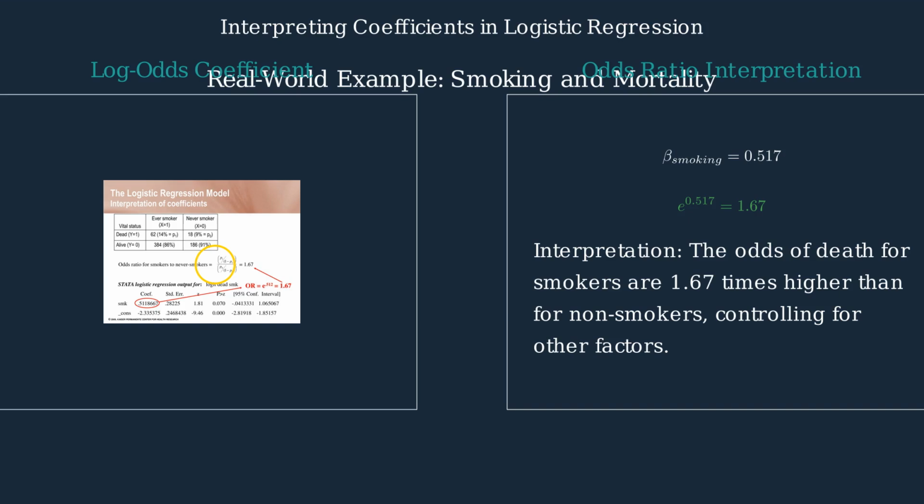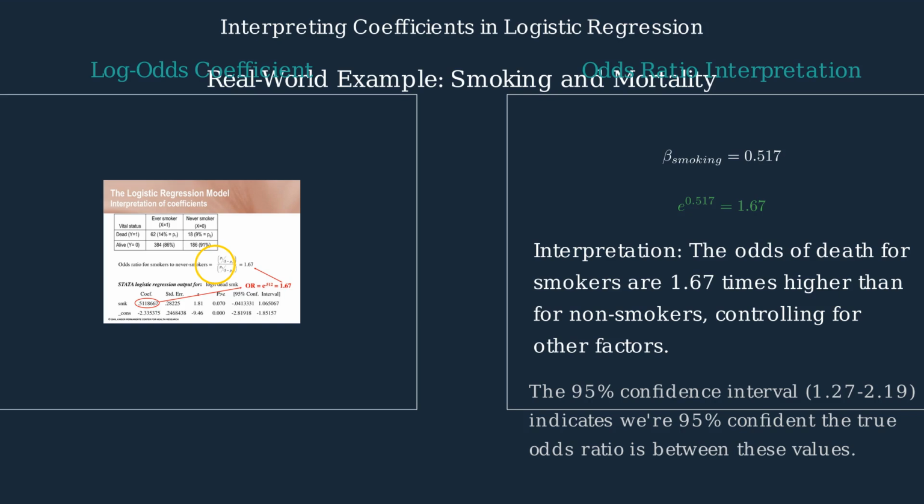This means that the odds of death for smokers are 1.67 times higher than for non-smokers, controlling for other factors in the model. The statistical output also provides a 95% confidence interval for this odds ratio, ranging from 1.27 to 2.19. This means we're 95% confident that the true odds ratio falls within this range.